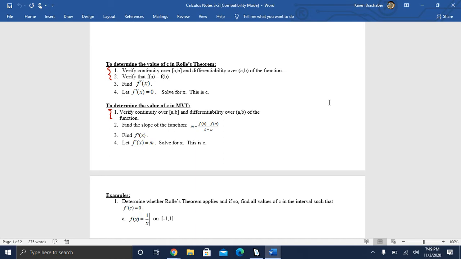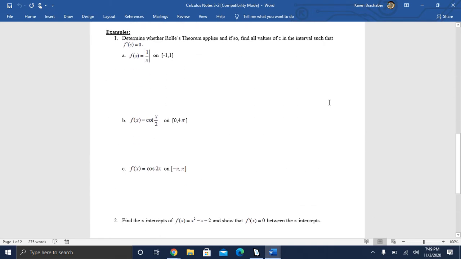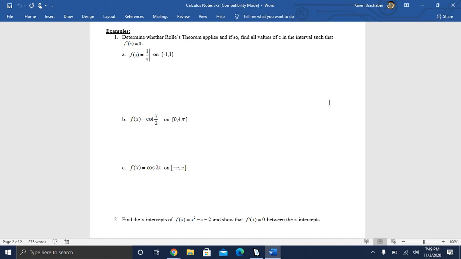So make sure that you do have the statements verifying those conditions are held. All right, so we're going to move on to the Rolle's theorem examples. And part of what you're asked to do is to determine whether Rolle's theorem even applies. And then if it does, that you'll find all the values of C where the derivative is equal to 0.